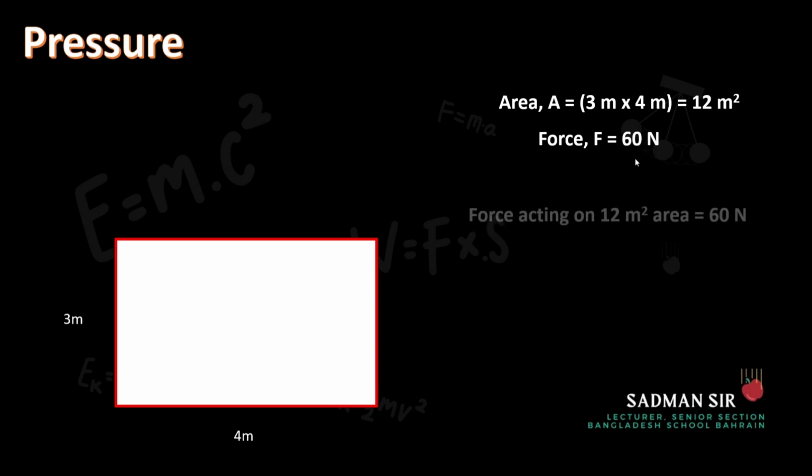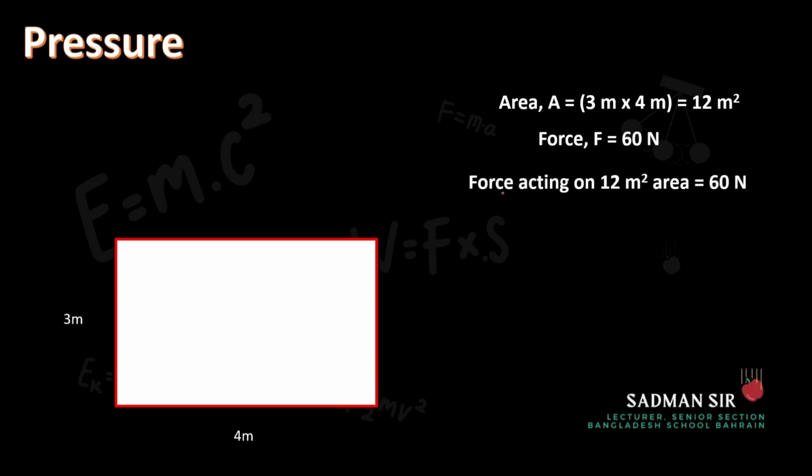Now I can obviously say that the force acting on a total 12 meter square area is 60 Newton. And from here, if I want to calculate how much force is acting on 1 meter square area, can we do that? Definitely we can, right? All we have to do is divide the 60 Newton by 12 meter square, and that will give us 5 Newton per meter square. You can see that I have written it equal to P, which represents the pressure. So pressure is equal to 5 Newton per meter square.